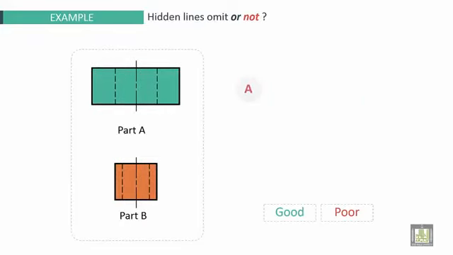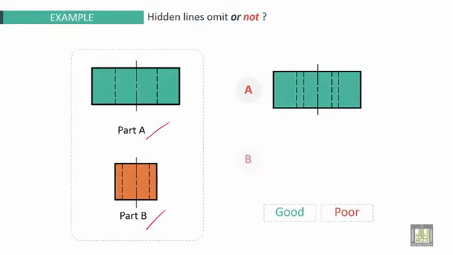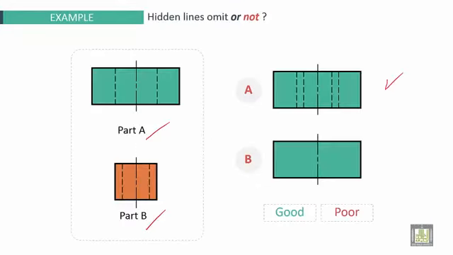Another example here, part A and part B. First example with A to be assembled like that, and B to be assembled like that. Which is better? So A, it is better. B, it is poor.